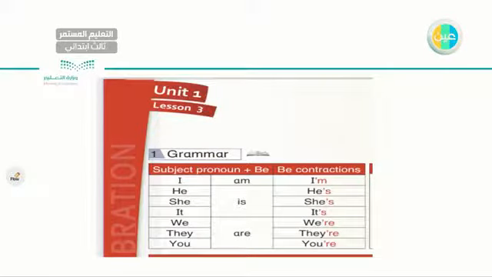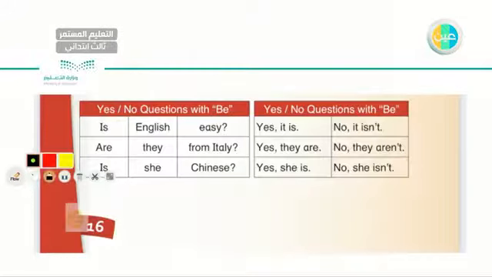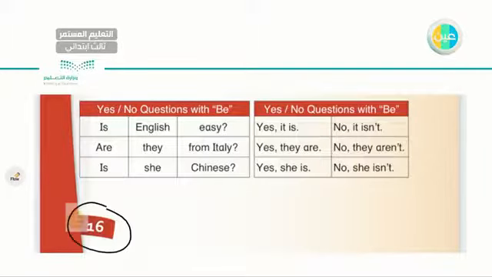Let's go to the next part. We are. They are. You are. Very good. Let's go to the next one. It's very important that you learn this one. Also, you have this at the bottom of page 16. Let's read it together. Yes, no questions with verb be.